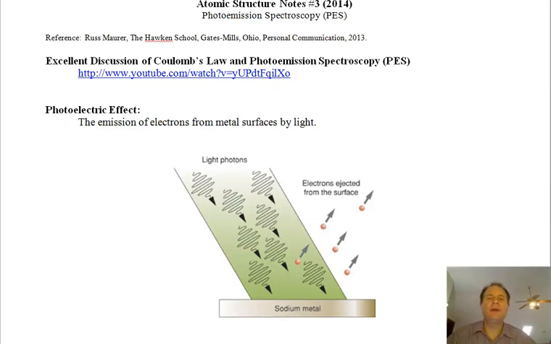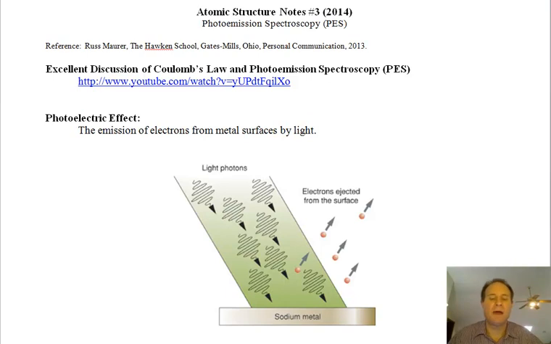Alrighty, well, here we go again. It's time to crank out atomic structure notes number 3. Very, very easy in my opinion. Probably the easiest of all three.